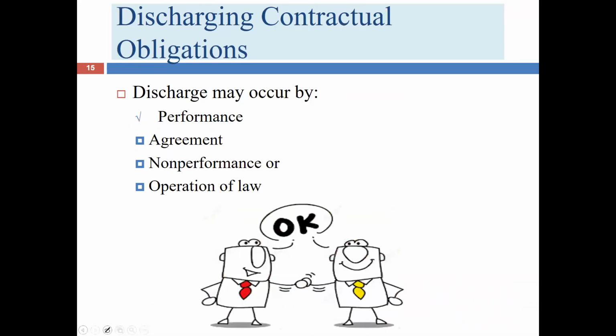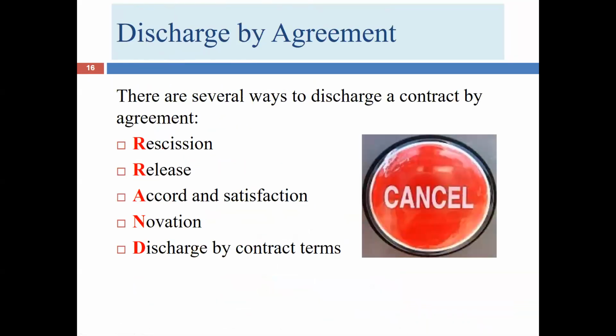And we talked about agreement. This is where we got into the RRAND. We talked about rescission, which is cancellation of a contract by mutual agreement. We talked about release and accord and satisfaction. These are really the same things. And then we talked about novation and discharge by contract terms.